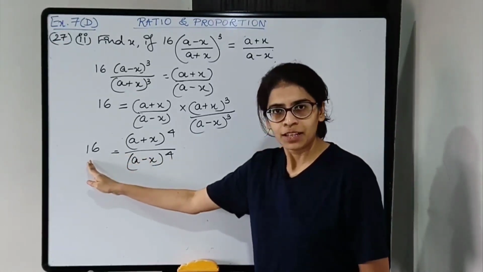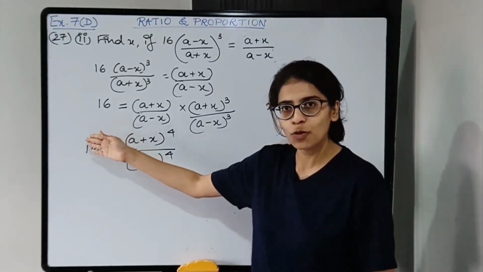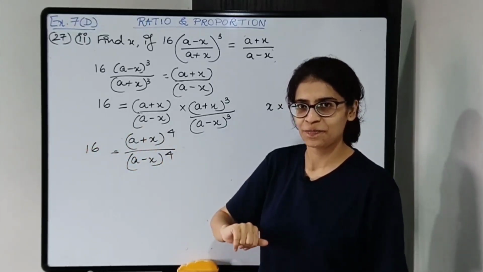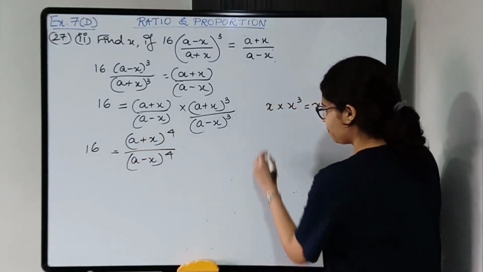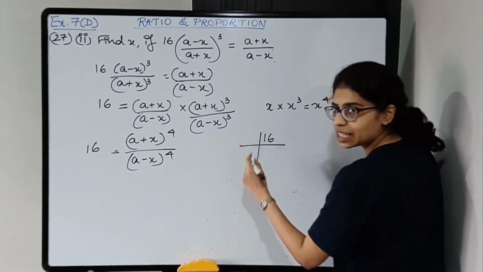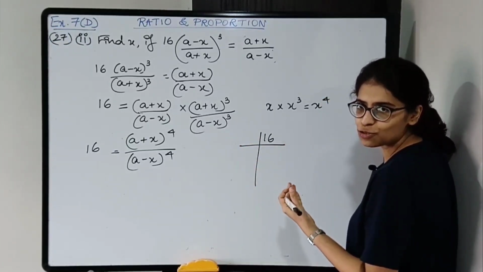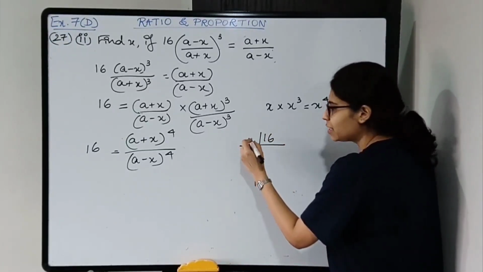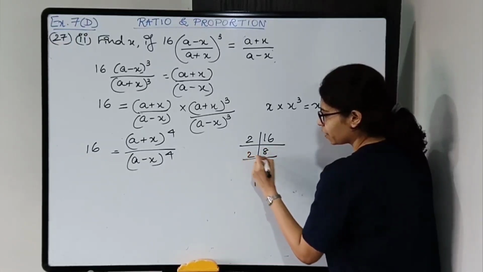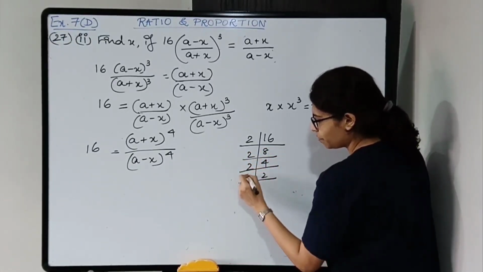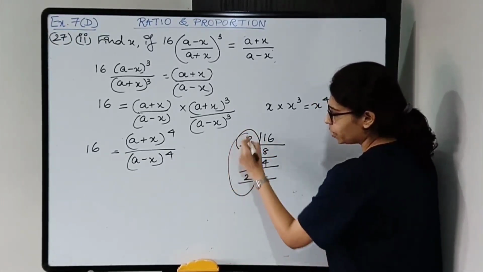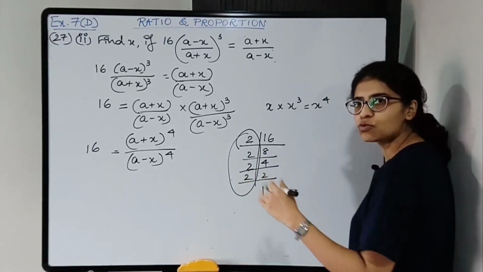On the left hand side, do I have something raised to 4? Let's check. 16, it's basically 2 raised to 4. 16 is 2 raised to 4. So factorize it in case you don't know. 2 8s are 16, 2 4s are 8, 2 2s are 4, 2 1s are 2. So it is 2 into 2 into 2 into 2, that is 2 raised to 4.